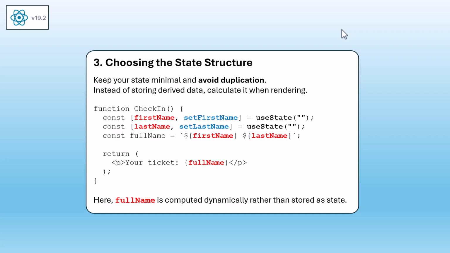For example, if you store a full name that can be derived from a first and last name, you risk having the full name fall out of sync when either of the two parts changes. Instead, you should calculate values like that directly from the existing state. This simple change can prevent many common bugs and keep your components predictable and easier to debug.